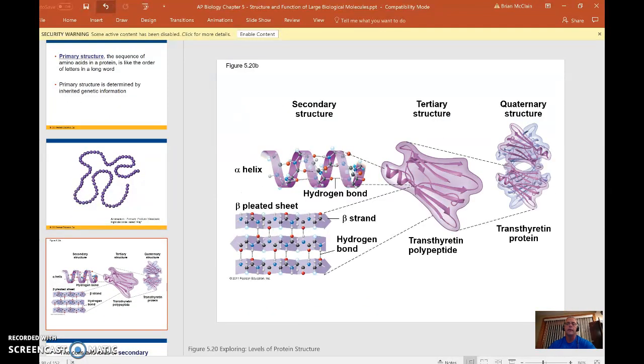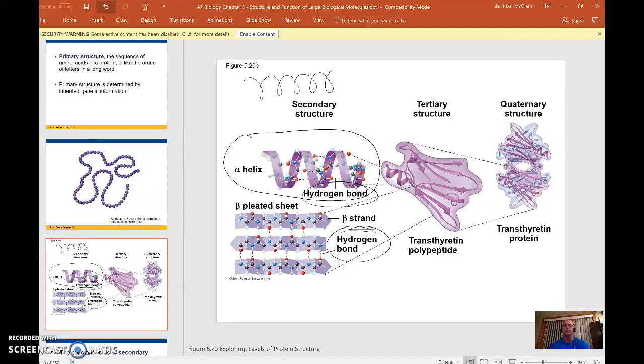Now, the next level is secondary structure, in which we will see 2 key types of structures appearing. You get alpha helixes, which obviously are going to give you that helical configuration, so they call them alpha helixes. And then the sheets are called beta pleated sheets. Both of them are going to occur because of hydrogen bonding. So you want to make sure you know that secondary structure is made up of hydrogen bonds that create alpha helixes and beta pleated sheets.